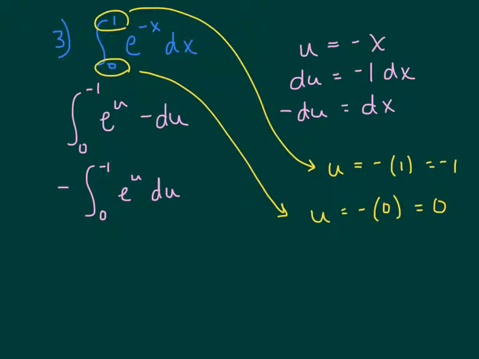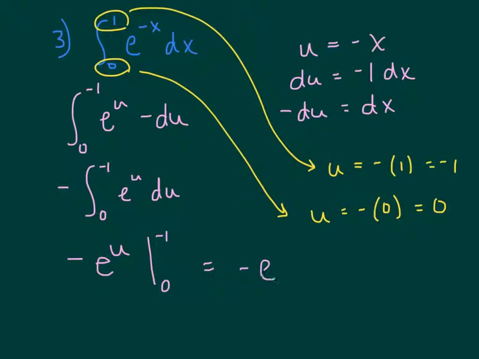Okay, so now I'm ready to go ahead and do that. So I would have negative. The integral of e to the u is e to the u, but this time I do have bounds, so I'm not going to put plus c. I'm going to put my straight line and say that my lower bound is 0 and my upper bound is negative 1. And now I'm ready to go ahead and plug in my upper and lower bound.